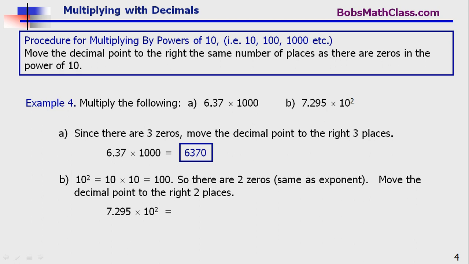Where's the decimal point going to be? Right, between the 9 and the 5. See, it's a lot easier than writing it all out, putting zeros everywhere. It's a lot of work. Shortcuts are always great, so try to make use of that shortcut.